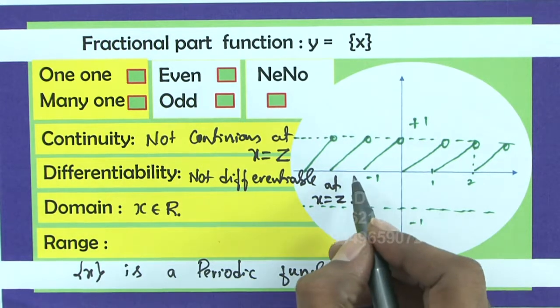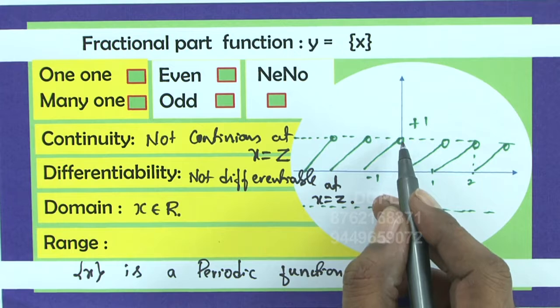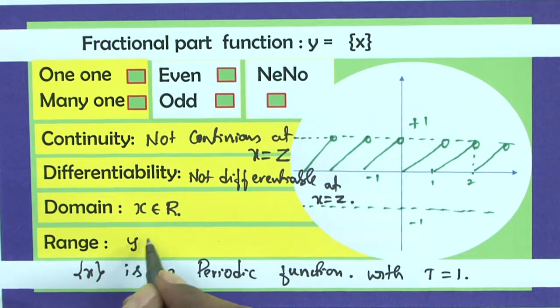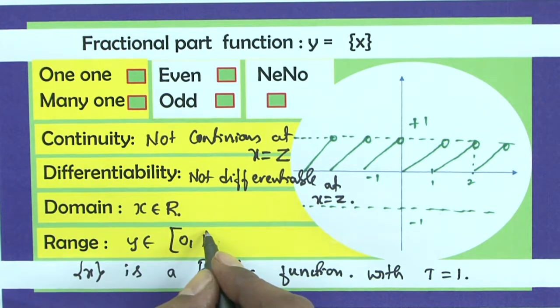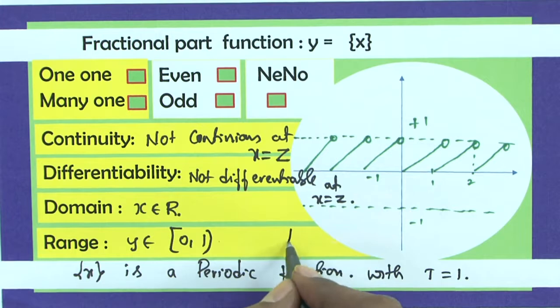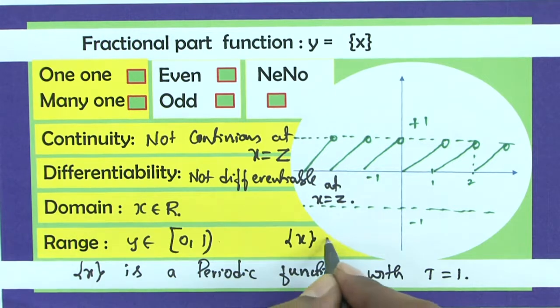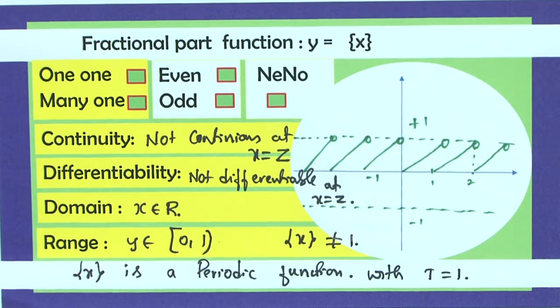Range, you can see, dear students, it starts from 0, goes up to 1. So y belongs to 0 to 1. However, 0 is in closed bracket, 1 is in open bracket, because fractional part of x is never equal to 1. Never, it is an integer also. It is always a number which lies between 0 and 1, including 0 and excluding 1.